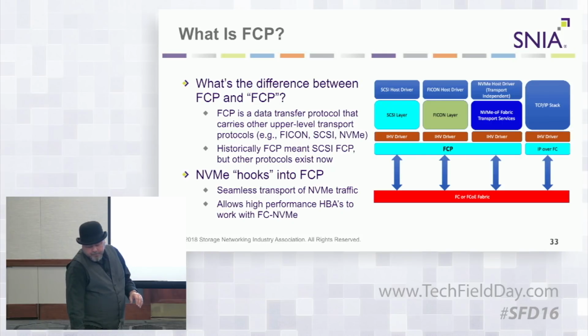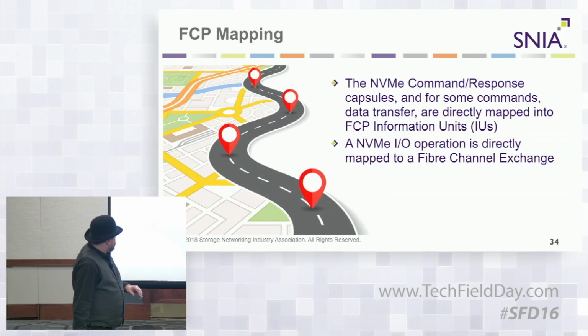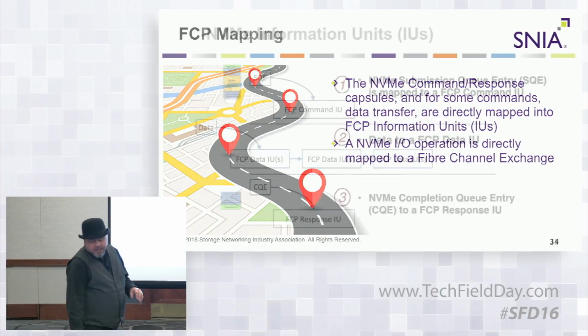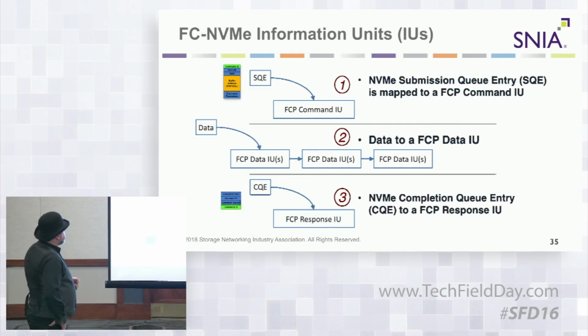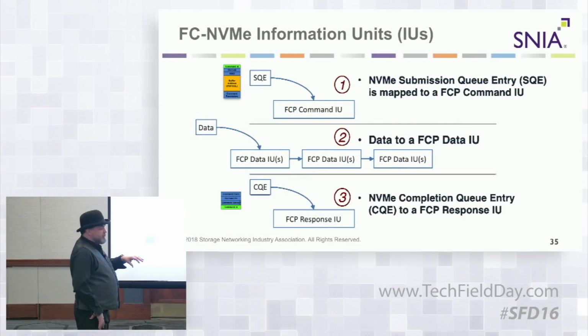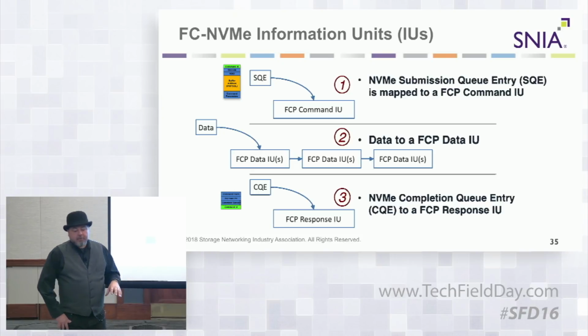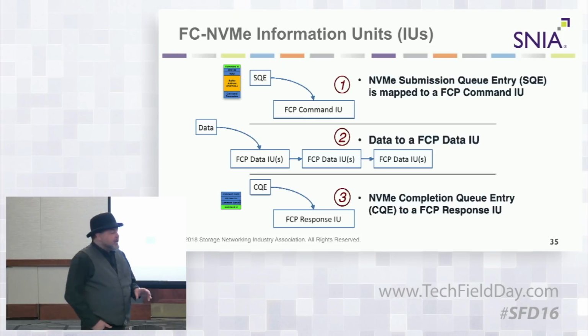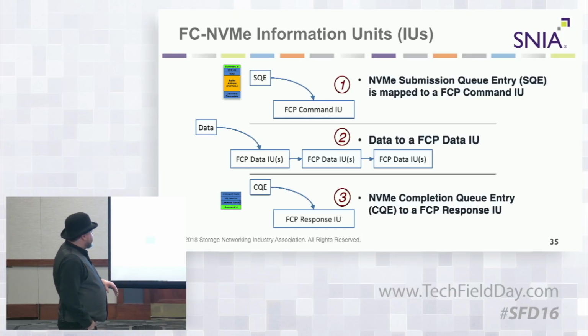So let's see. That mapping looks like this. So here you have your submission queue entry, which gets put into a Fibre channel command IU. That command IU is then sent across the wire in the exact same way that you would send any other Fibre channel frames. And then the completion queue entry gets put into what's called an FCP response IU.